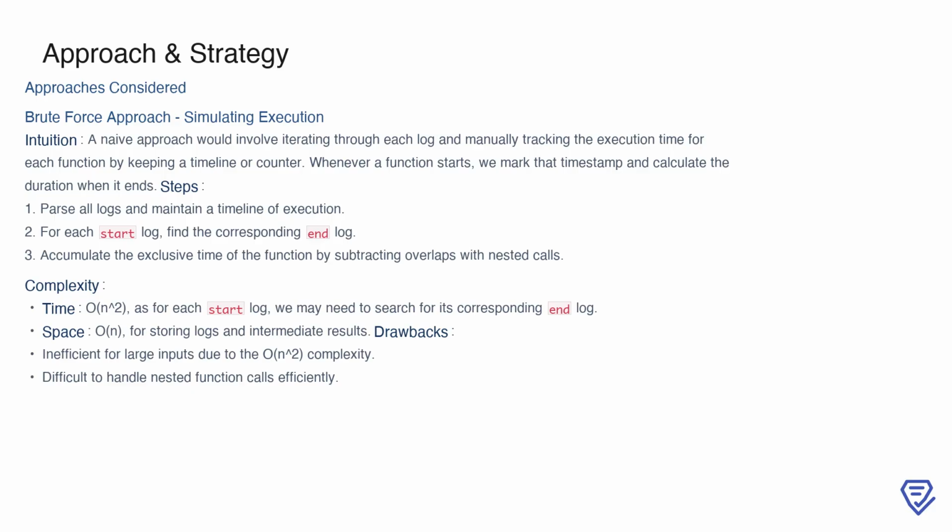However, this approach has significant drawbacks. The time complexity is quadratic, O(n squared), because for every start log, we would need to search for its corresponding end log, which becomes inefficient for larger inputs. Additionally, handling nested function calls manually can be cumbersome and error-prone. While simple to understand, this brute force method is not scalable or efficient for larger datasets with deeply nested calls.